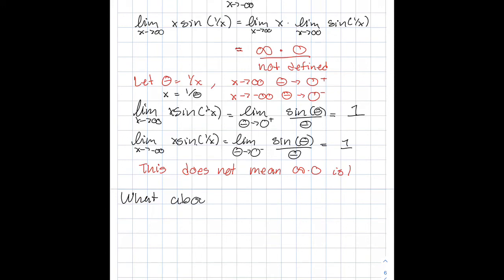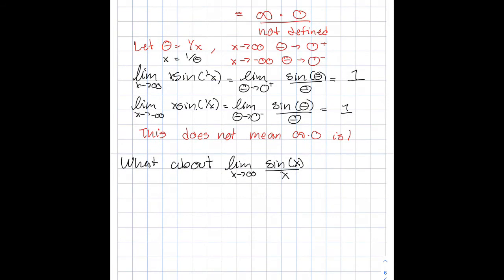So what about the limit as x goes to infinity of sine of x over x? We know what it is going to 0, but what about infinity? I plug that in. And, well, sine of x oscillates between 1 and negative 1, but x goes to infinity, so I don't really know. So let's see.